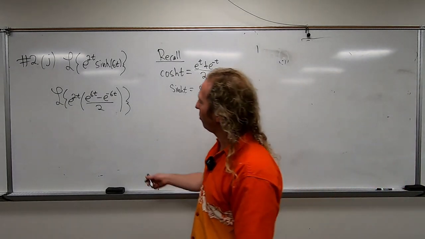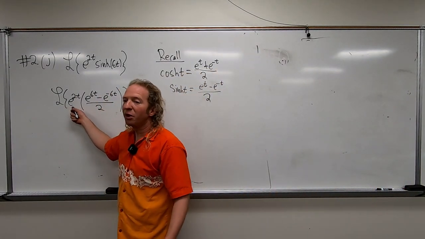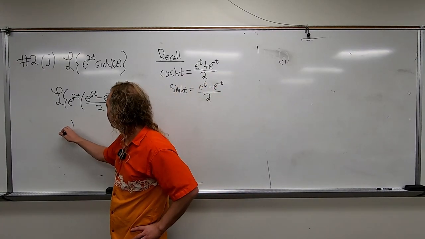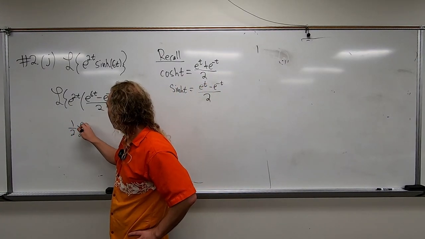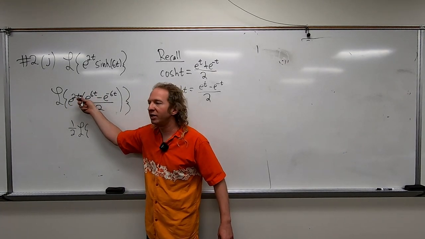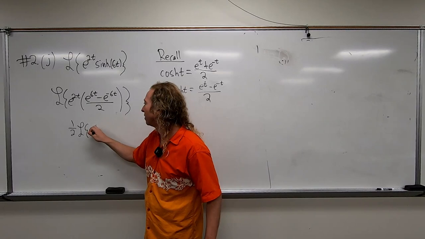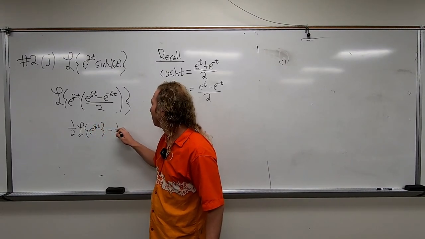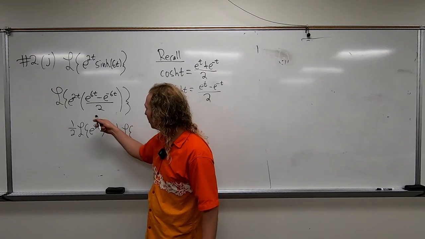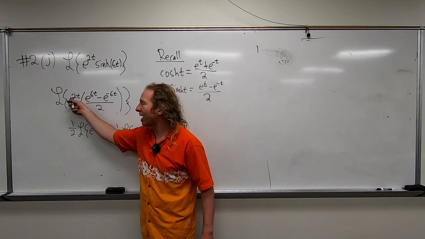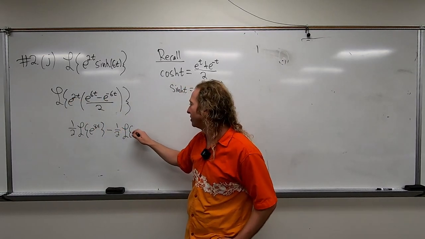And then you can pull the 1/2 out and distribute the e. When you distribute the e, you end up adding the exponents. So this will be 1/2, I'm gonna skip all the steps, Laplace. When you multiply these, you get e to the 8t, because 2t plus 6t is 8t, minus 1/2 Laplace, right? Because now the minus and the 1/2 come out. And then when you add these, you get e to the negative 4t.